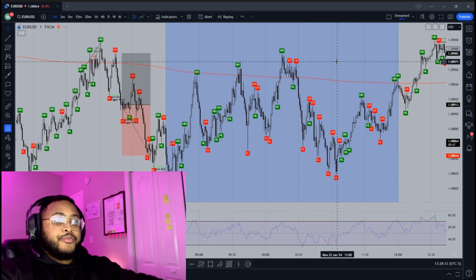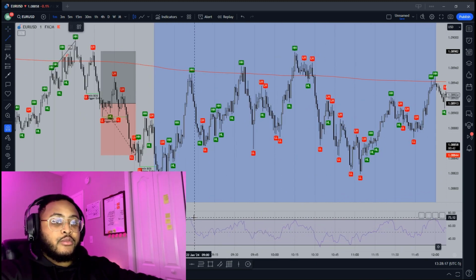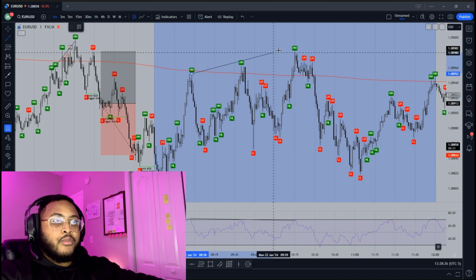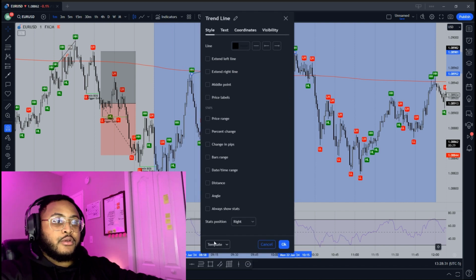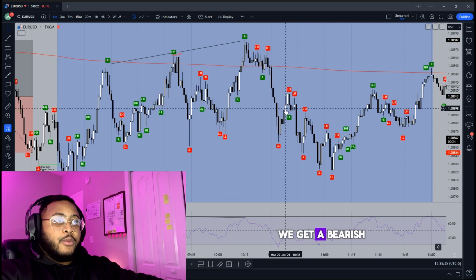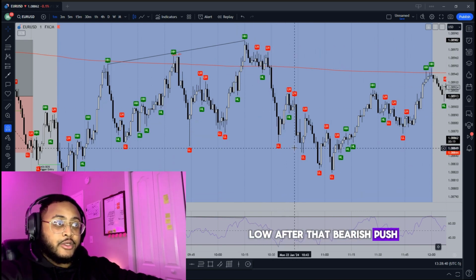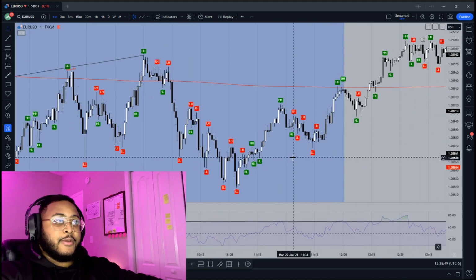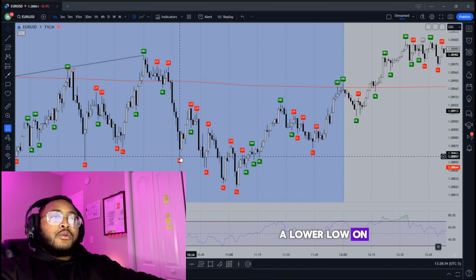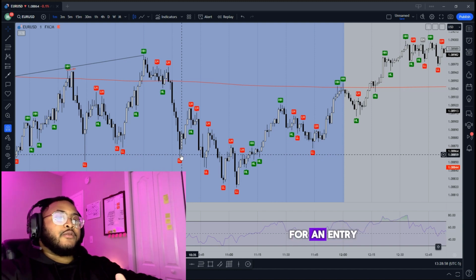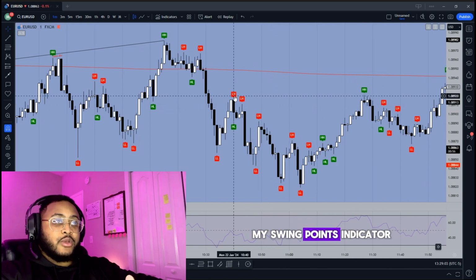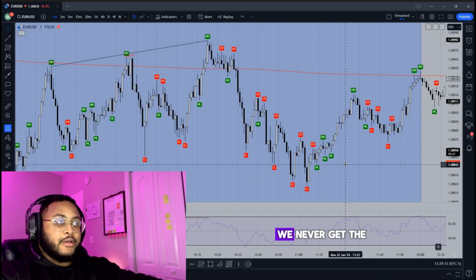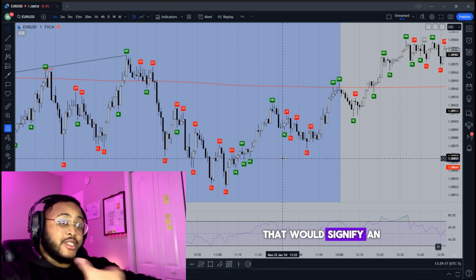Let me go back down to the 1 minute. And here we get another set of 1 minute divergence. We get a bearish push. This is our lower low after that bearish push. But we don't really get any amount of consolidation that I would consider getting into this position. Meaning what, Malik? When I look for a lower low on the 1 minute time frame, the next thing that will indicate to me an entry, looking at my swing points indicator, is if I get a higher high, to indicate that price tried to push higher for a higher high. But we never get that. We never get the entry that would signify an entry for me.